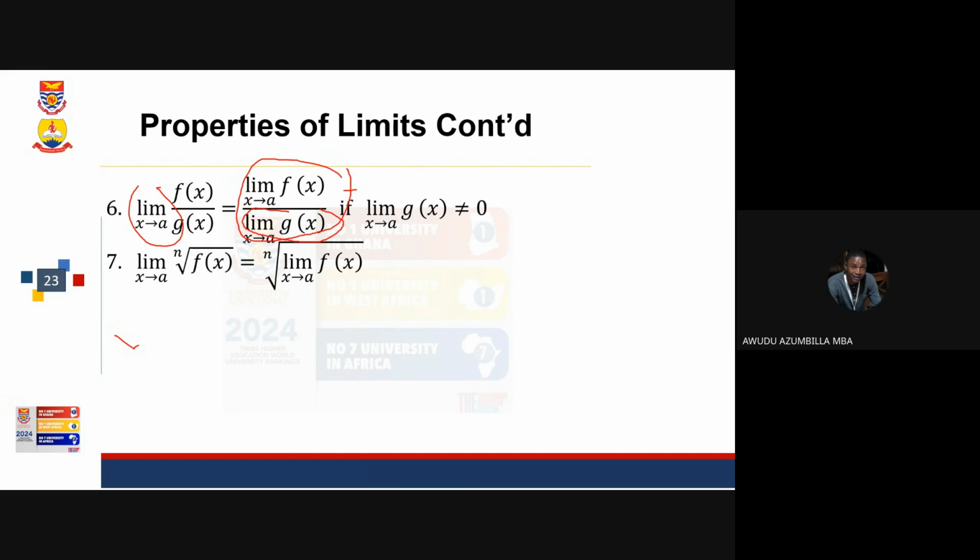Now, if you are also taking the radical or the square root of a number, this is also important. The limit shouldn't be outside the square root. The limit should be inside the square root. That is another important point we should take note of.